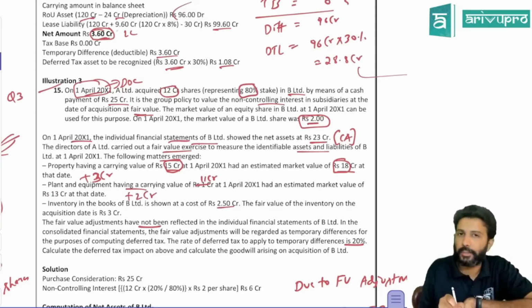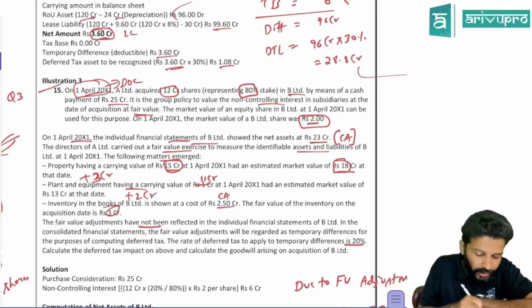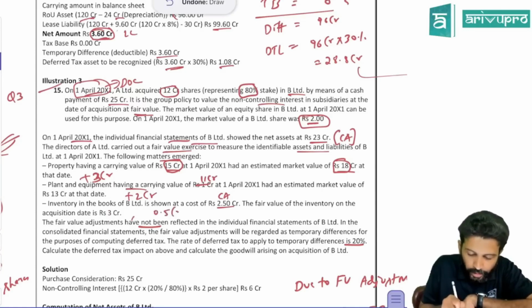Inventory cost in books is 2.5 crore. Inventory is shown at a cost of 2.5 crore, which means this is the carrying amount. That's what you're showing in your books. The fair value is 3 crore. That means the fair value adjustment here is 0.5 crore.